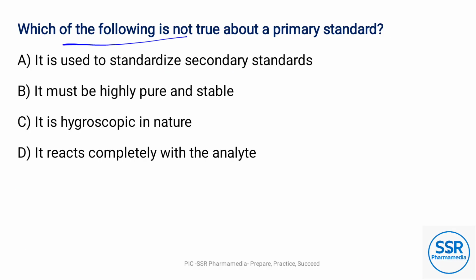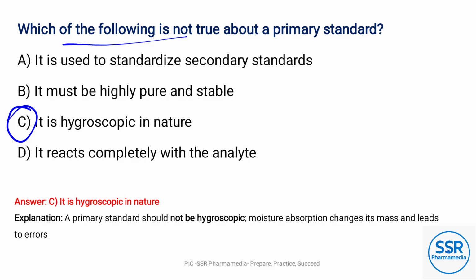Which of the following is not true about a primary standard? So the answer is option C, it is hygroscopic in nature. A primary standard is not hygroscopic in nature. Only such a chemical substance can be used as a primary standard.